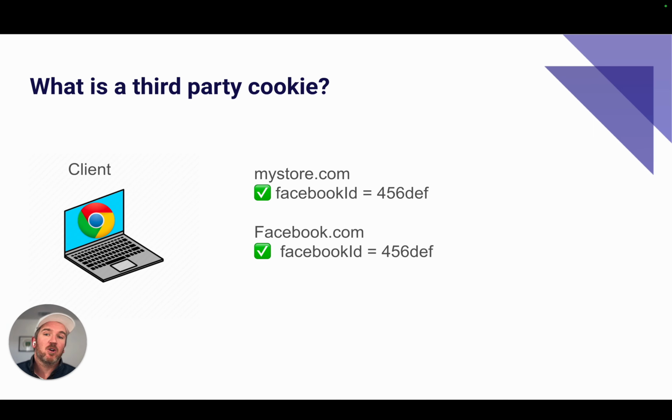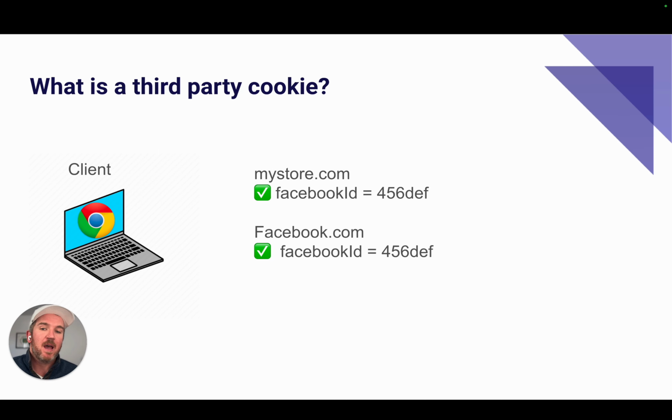A third-party cookie, on the other hand, can be read across domains. So when your Facebook pixel sets a third-party cookie, it can read that third-party cookie on mystore.com. If I have the Facebook pixel installed on mystore.com, it can read that Facebook ID cookie, for instance, on mystore.com, and it can read it on facebook.com. All right.